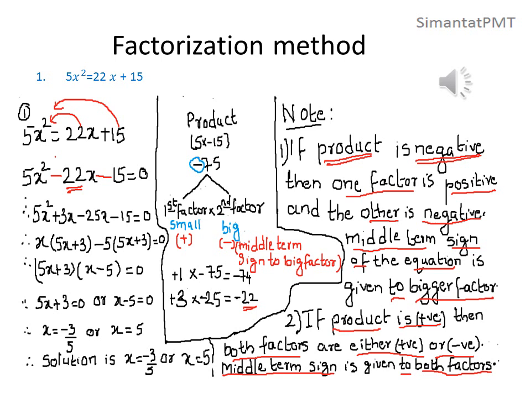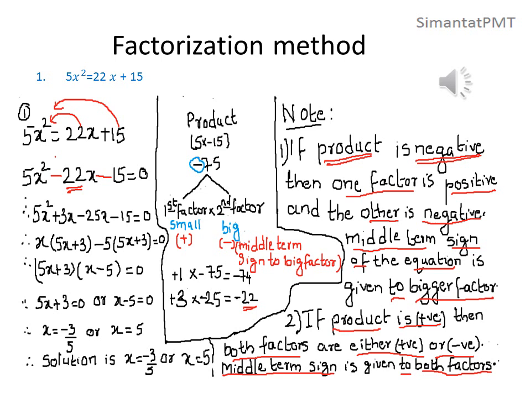Now the next step will be, we find factors of the product of the x square term and the constant term. In this case, the product is 5 into minus 15, which is minus 75. So we find two factors of minus 75 such that when you add or subtract them, we get the middle term. Here, the middle term is minus 22.